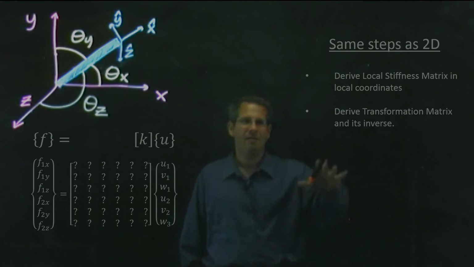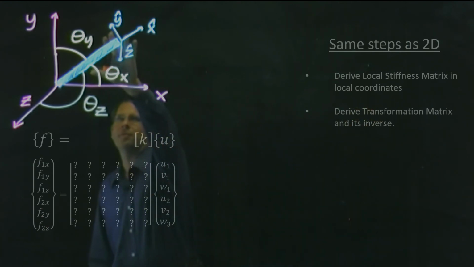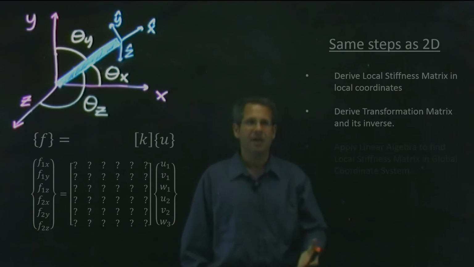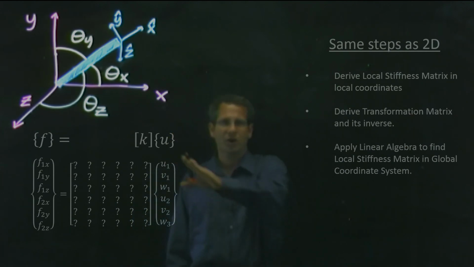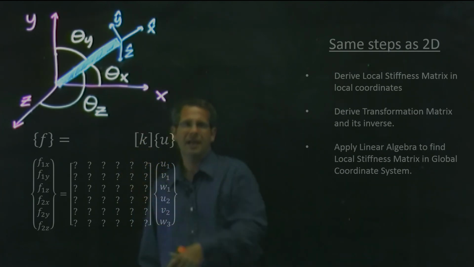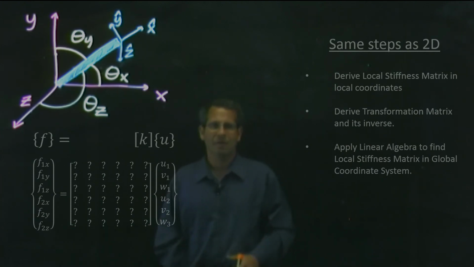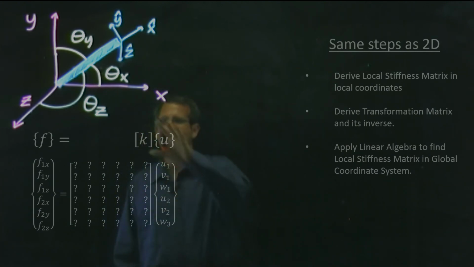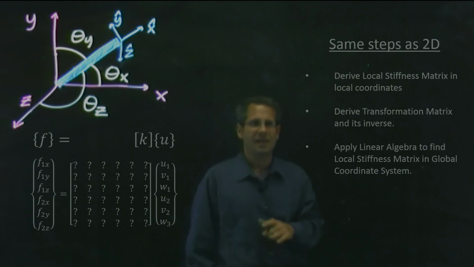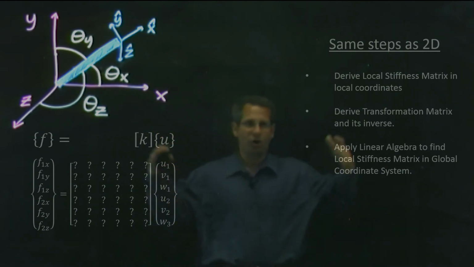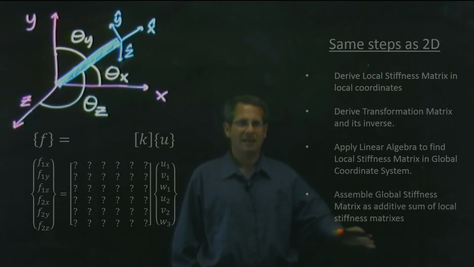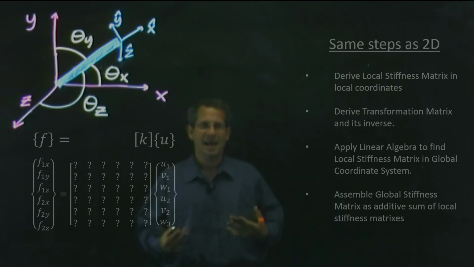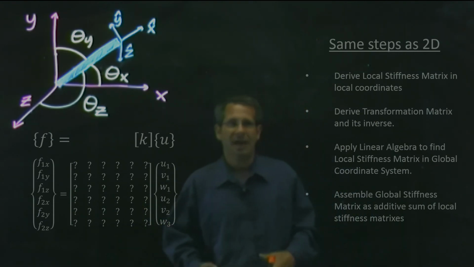Once we have the transformation matrix to go from the local coordinate system to the global coordinate system and its inverse, we can apply the same linear algebra trick we used in 2 dimensions to derive the local stiffness matrix in the global coordinate system. And of course, once we have this matrix and we can find out what the specific local stiffness matrix is for each bar element in our larger truss, we can go ahead and assemble the global stiffness matrix as the additive sum of all the local stiffness matrices, again, just like we did for the 2-dimensional case and the 1-dimensional case.